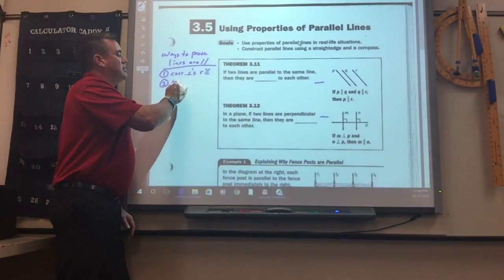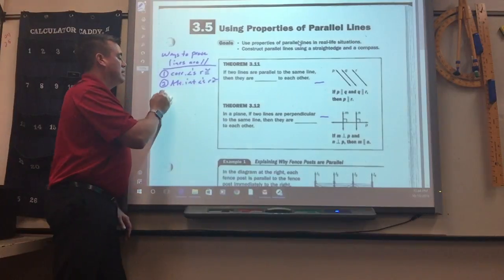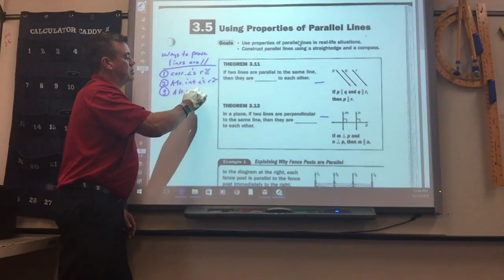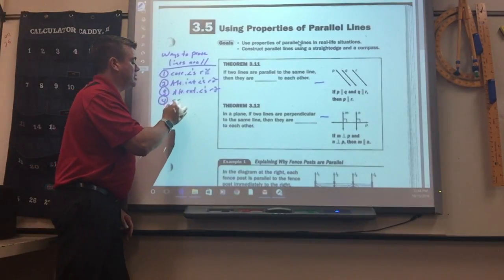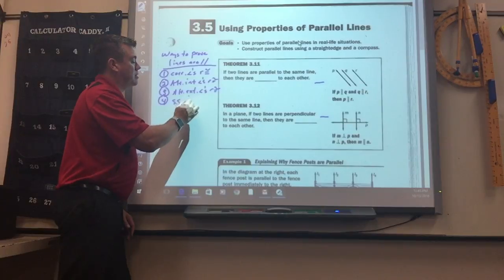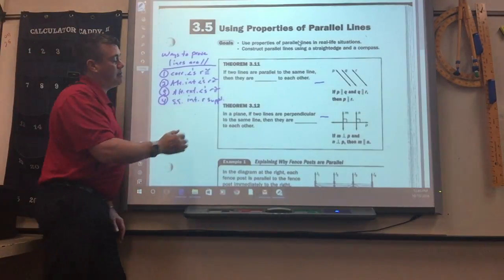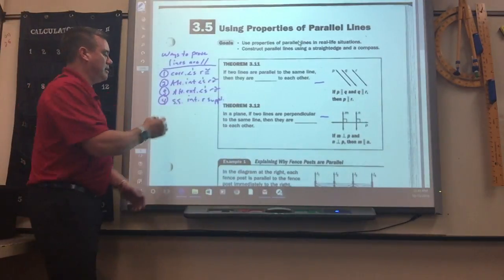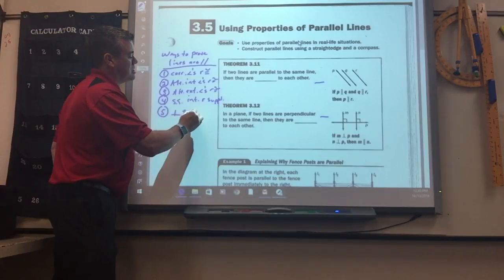2, alternate interior angles are congruent. 3, alternate exterior are congruent. 4, same side interior are supplementary. And then 5 and 6, which we didn't have in the last lesson, but they'll be mixed in today. 5, perpendicular to same line.